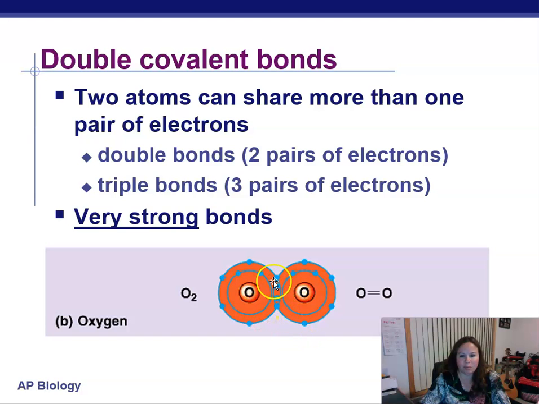And we can have double bonds. So like when oxygen gets together with another oxygen, they actually share 2 pairs. And we can show that with 2 lines. One that I don't have a picture of is when two nitrogens get together, they actually share electrons in 3 places and make a triple bond. And that is extremely strong.